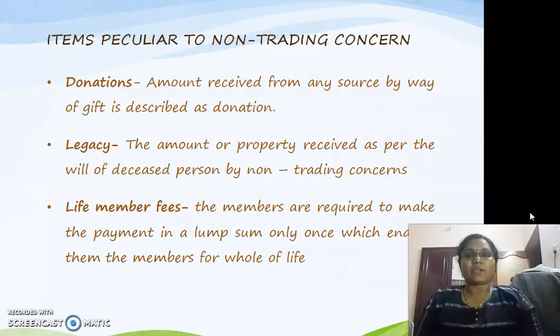Next, we are going to see some of the items which are peculiar to the non-trading concern. In that, the first one is donation. Donation is nothing but the amount which is received from any source by way of gift. The next important item is legacy. This is nothing but the amount or the property received as a will from a deceased person.